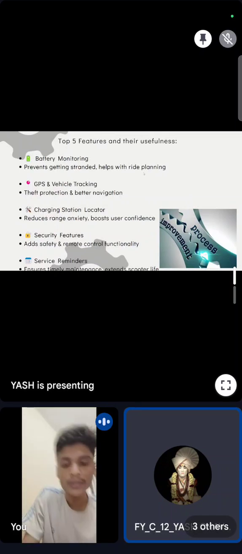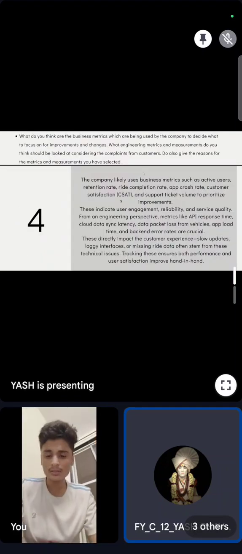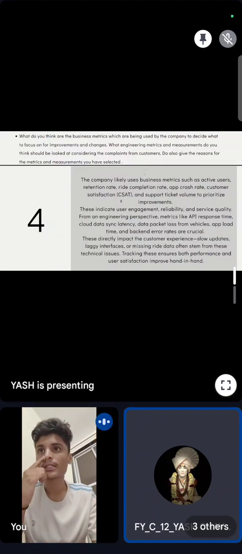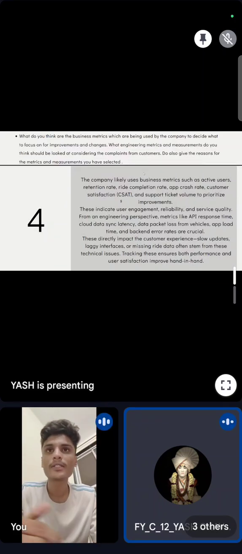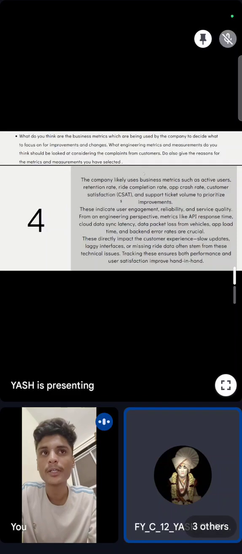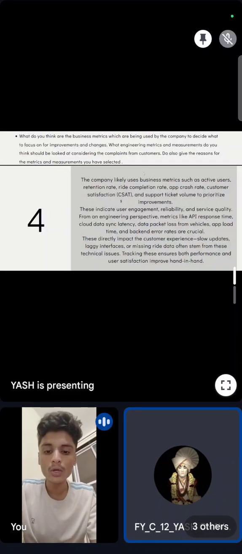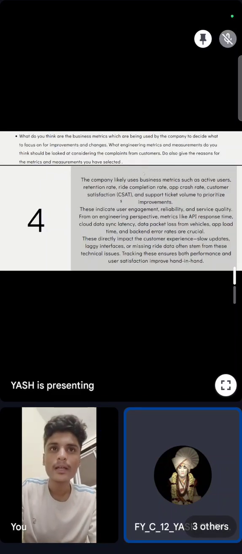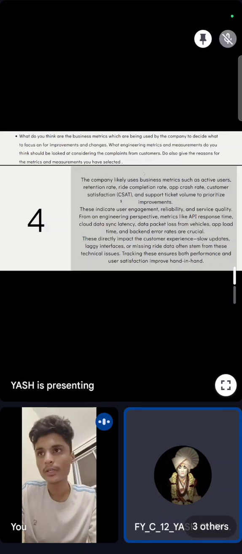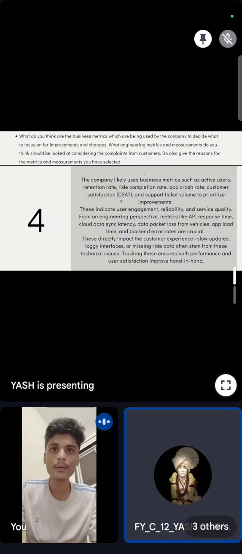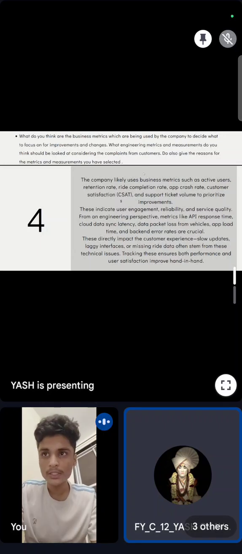So the next question which I want to discuss is, what business metrics should be used by a company to decide what to focus on, and what the necessary improvements and changes are, and what specific engineering metrics and measurements should we consider for customer complaints, and we have to give specific reasons for those metrics and measurements.